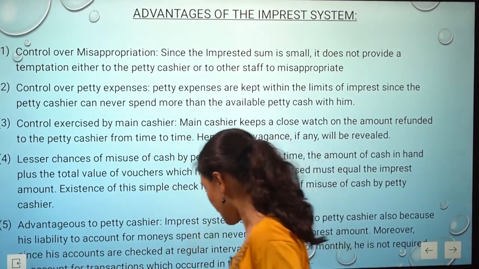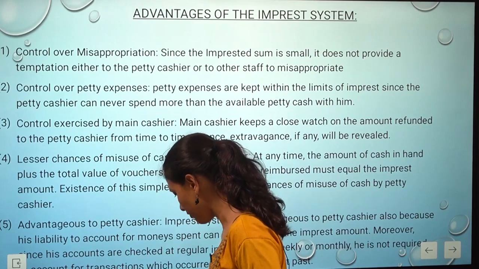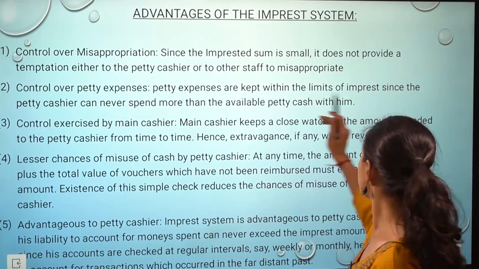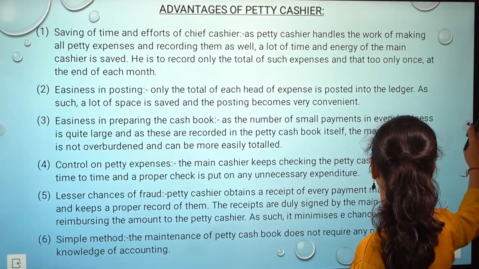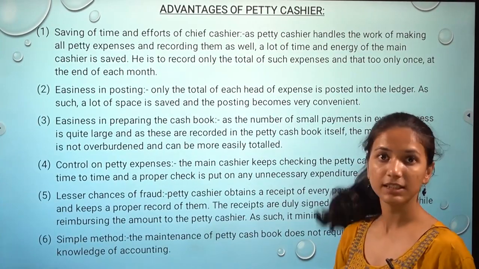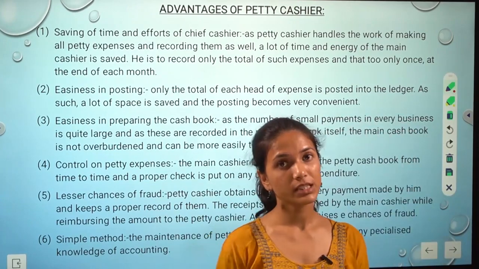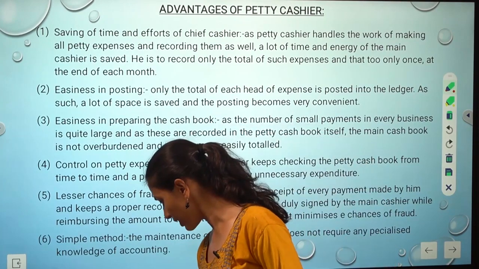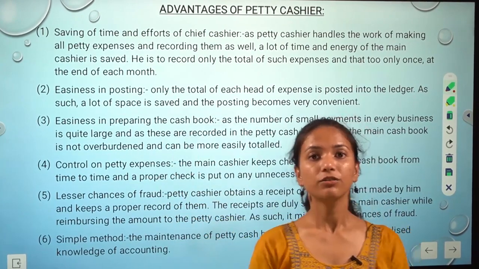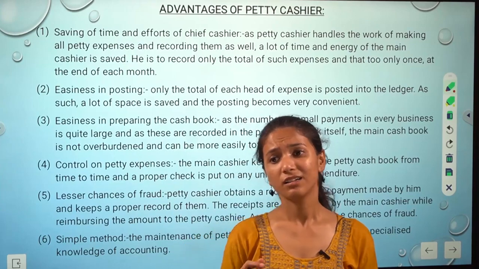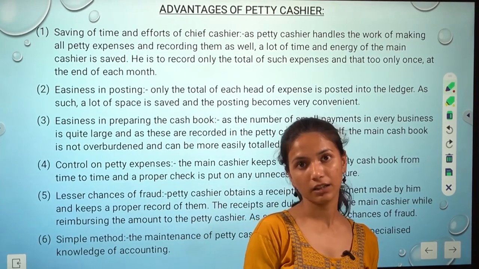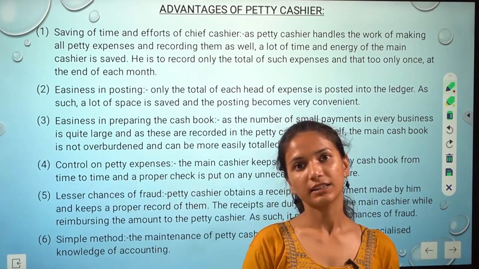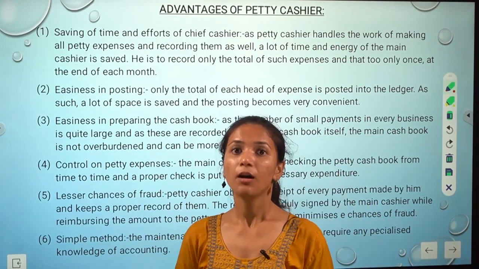So in the previous class, you might have understood, we have discussed the meaning of petty cash book and also the Imprest system. What do you mean by the Imprest system? Under the Imprest system, let us revise first. The cashier or the petty cashier has been paid a fixed amount at the start of the month for paying off all those expenses that are for that month.